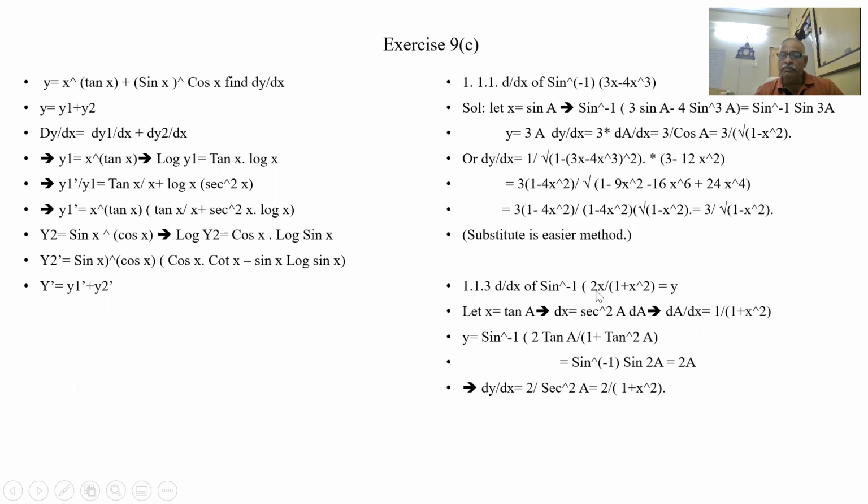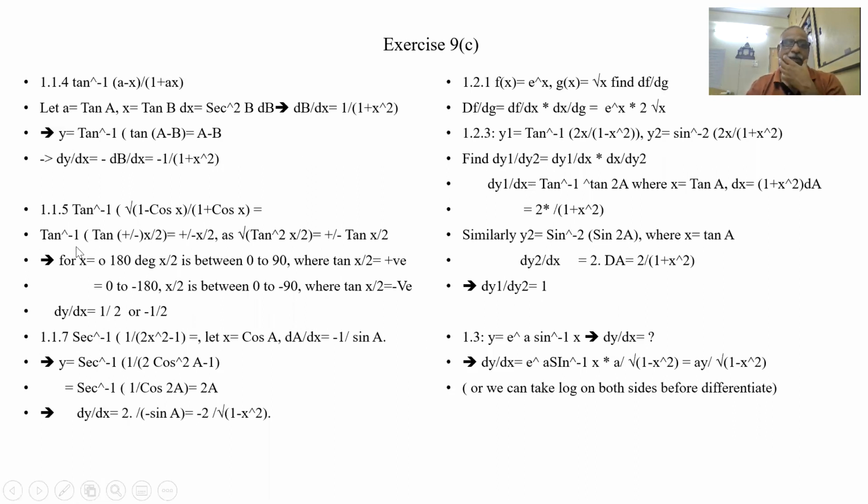Let us see sine inverse of 2x by 1 plus x square. We know 2 tan theta by 1 plus tan square theta is equal to sine 2 theta. So we put x is tan theta, and it becomes 2a. By seeing it itself, we should be able to tell in terms of what I will get this. 2 tan theta by 1 plus tan square theta is sine 2 theta. 1 minus tan square theta by 1 plus tan square theta is cos 2 theta. So we have to use our trigonometric identities.